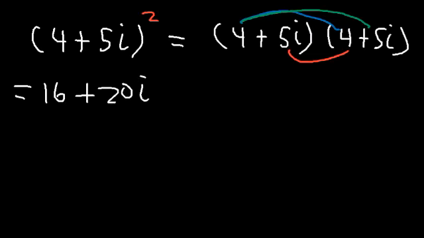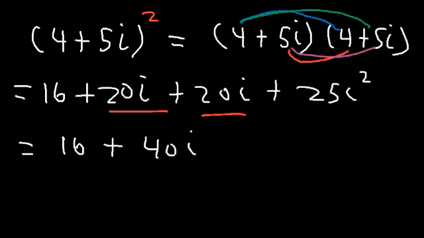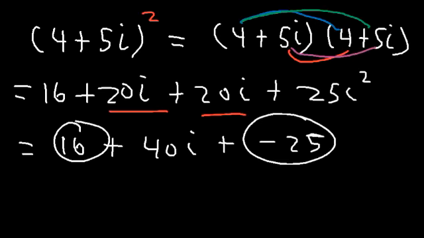5i times 4 is also 20i, and 5i times 5i is 25i squared. So let's combine the two middle terms. So that's going to be 20 plus 20 is 40, and 25i squared is negative 25. So what is 16 minus 25? 16 minus 25 is negative 9. So the final answer is negative 9 plus 40i.